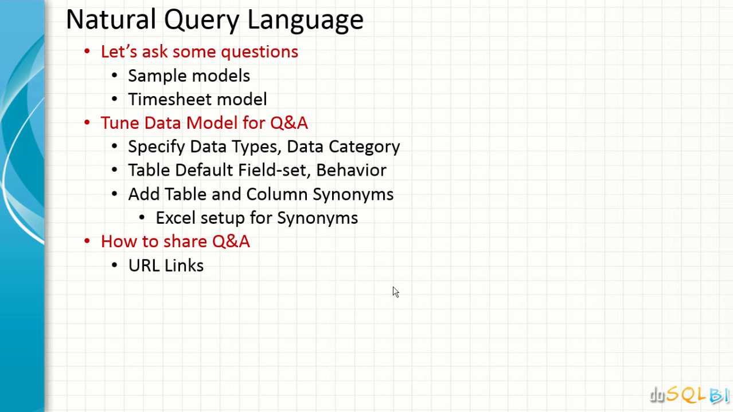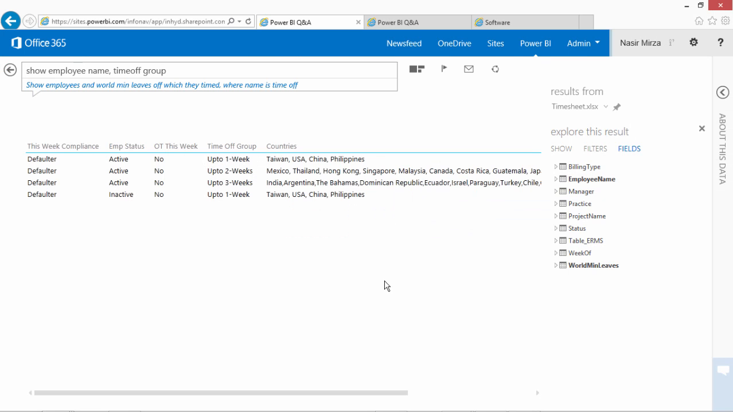We can directly send the URL of those query results, the question results that we ask. We'll take a quick look at that. The other way is we could save some questions as featured questions, something that we saw earlier in this presentation. Let's take a quick look at the URL links. Let's switch to the Q&A.